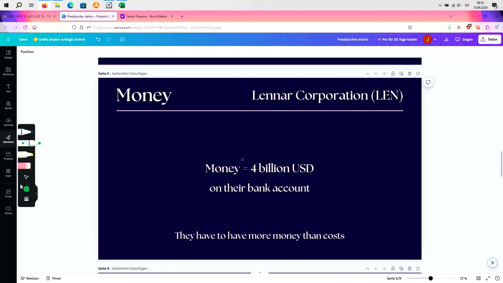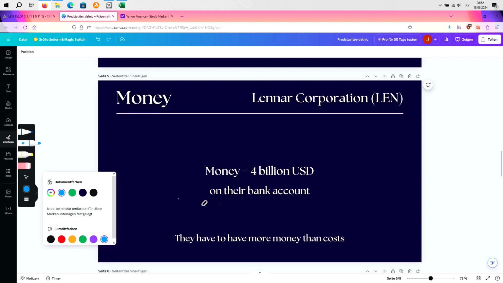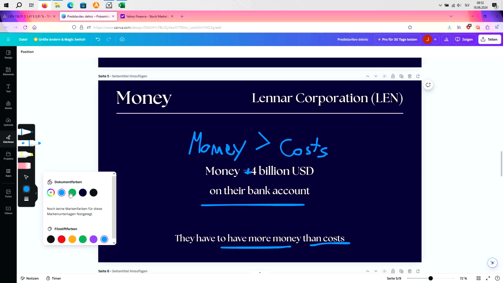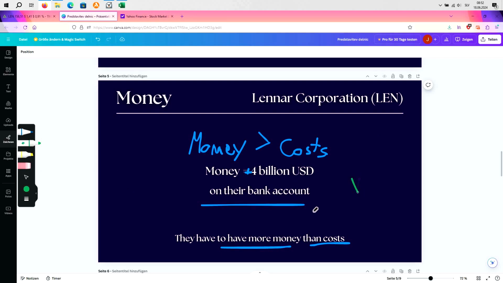Now we come to the money, and with the money, I mean money on the bank account. And they have to have more money than costs, okay? So now, how do we know if they have more money than costs? You just literally take a look at the bank account. They have $4 billion in plus. So that means that they have more money than costs. So that's an amazing sign to see, bro. That means that they are having like revenue in plus, that they are making profit. So that's very good, okay?